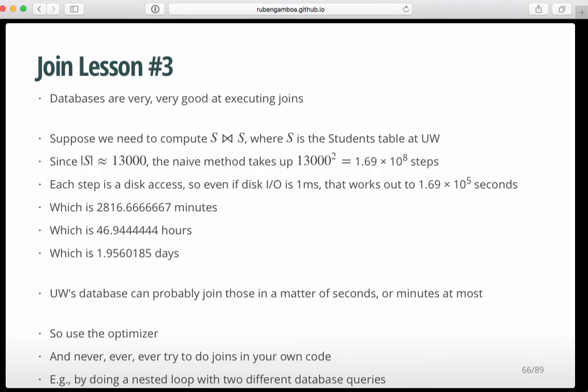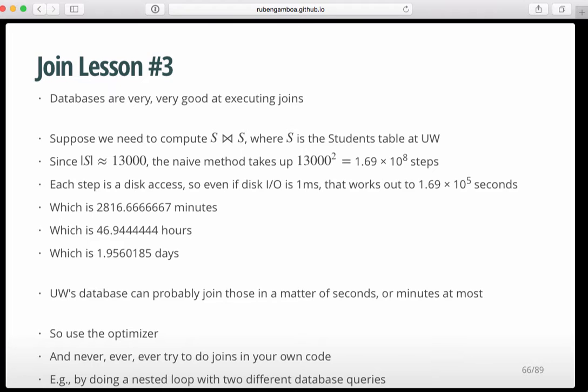Let's just try to compute S join S. Why? Because it's easy, okay? So just one table. And S is going to be the table that has all the students at UW. All right, so how large is S? It's about 13,000. That's the number of students at UW, okay? So if we look at S times S, the naive method that says for each row of S, and inside of that is another loop that says for each row in S, okay, because it's the same table, then you would end up having 13,000 squared operations, okay? That ends up being about 1.7 times 10 to the 8th.